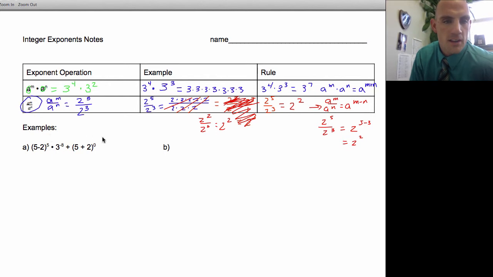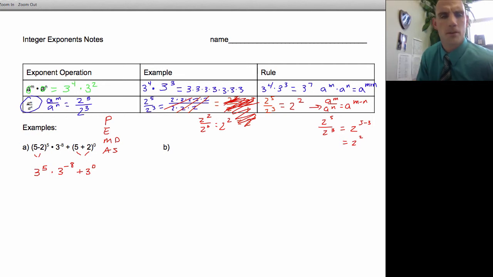When we've got these types of things, we have parentheses, exponents, multiplication, division: PEMDAS. Remember, multiplication and division have the same priority, and addition and subtraction have the same priority. So let's simplify this part. My parentheses first. I've got 3 to the 5th times 3 to the negative 8th plus 3 to the 0.